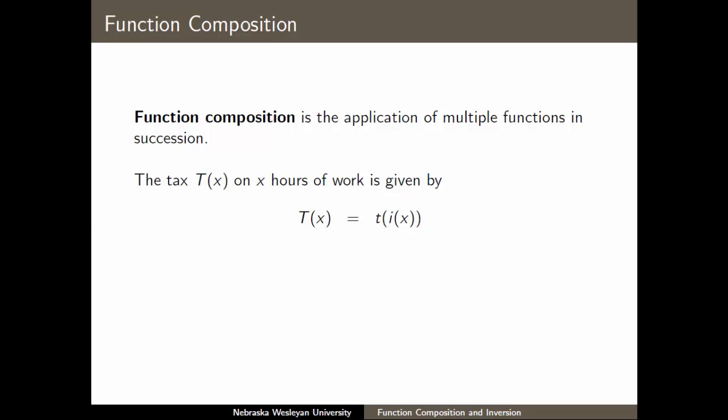So notice on the right-hand side, the income function is nested most deeply in the parentheses, indicating that it should be performed first, and then the little t function should be applied. So if I ask for the income after X hours, which is the meaning of I of X, that's 8X dollars, and then if I ask for the tax on 8X dollars, that's 0.05 times 8X. The function little t is being evaluated at 8X. And simplifying the numbers is how we came up with the 0.4X.